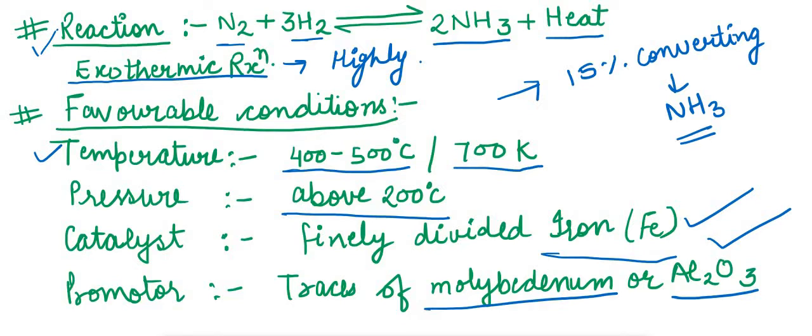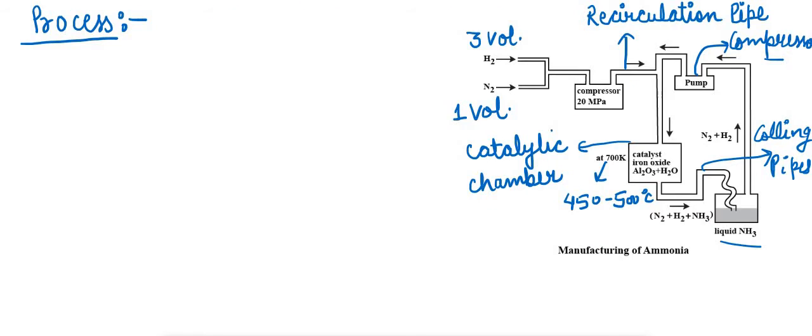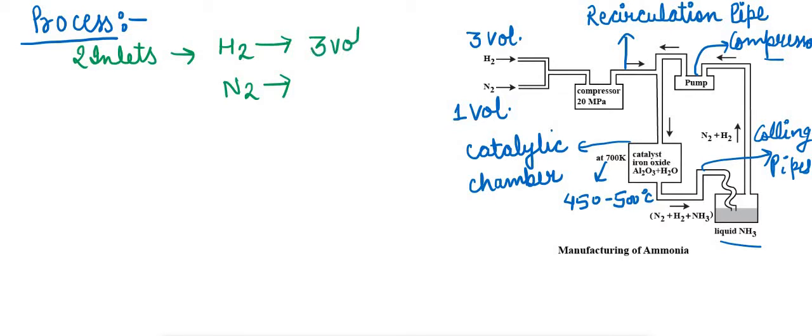Now we are looking at the diagram, the flow chart of the substances in this Haber's process, so that we understand properly. Don't worry, we will understand properly. Here in this process, as you look at this diagram, the very first thing is we have 2 inlets, one for the H2 gas to come in and the second for the N2 gas to come inside the chamber, right? And after coming in, the hydrogen is present in 3 volumes and nitrogen in 1 volume.